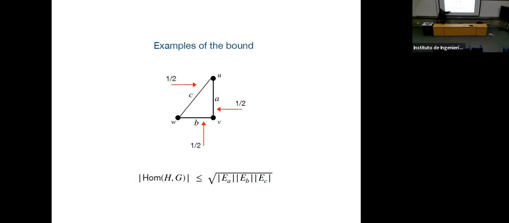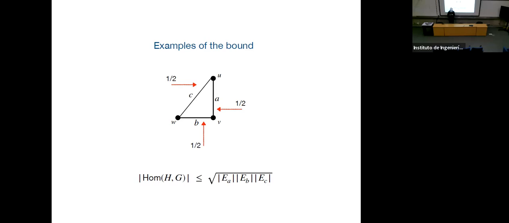Who is G? Any G. For any G, this holds. So take a G. That's the number of A's in G. Right? E prime is of H. This should have a G here. So in H, there is a single edge labeled A, but in G, there can be many.